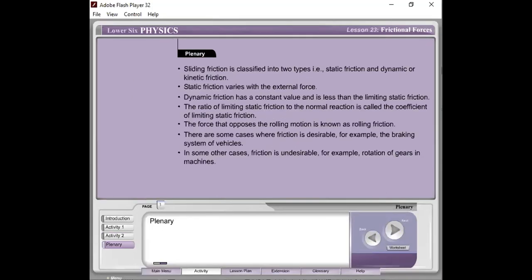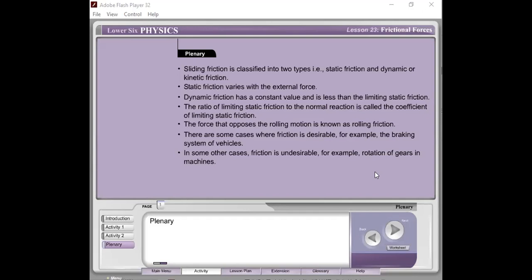Ladies and gentlemen, as a result, we notice that sliding friction is classified into two types: static friction and dynamic or kinetic friction. One is the friction that acts on the object when the object is stationary, with no motion. Another is the friction that acts on the system when the object is moving. We call that dynamic friction or kinetic friction.